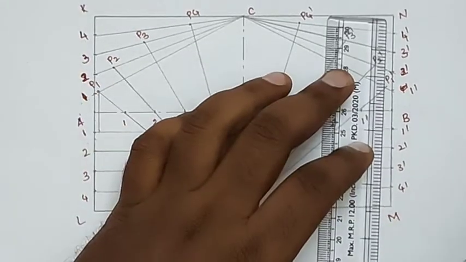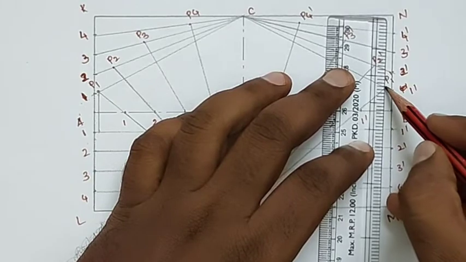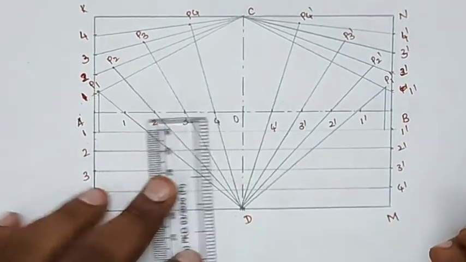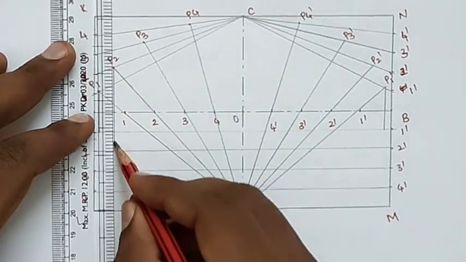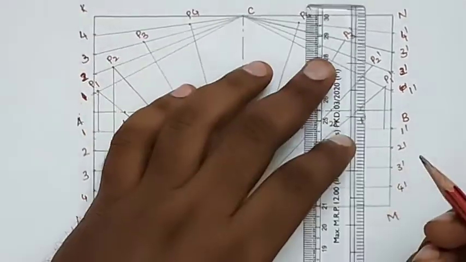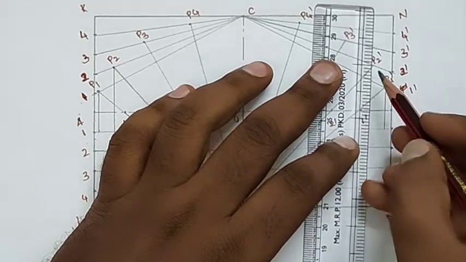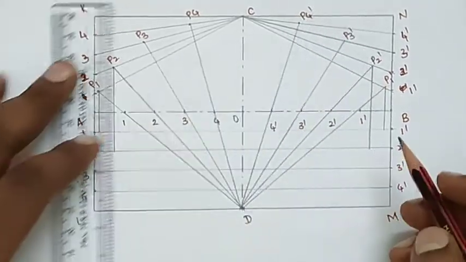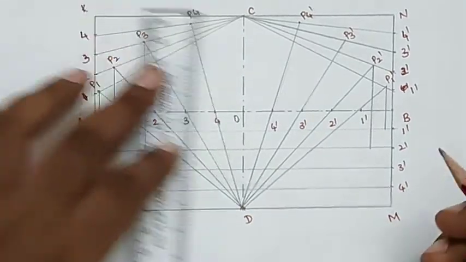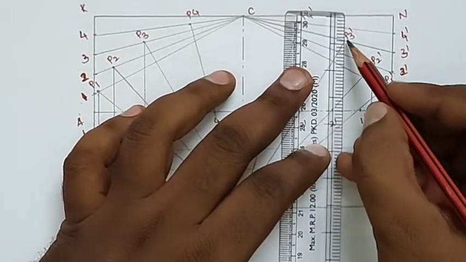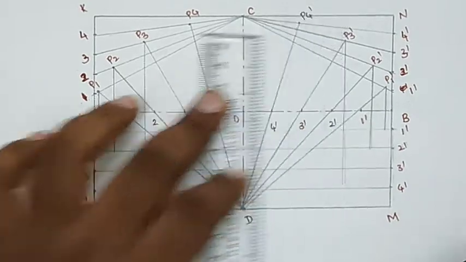Similarly, from P1 dash also we will draw the perpendicular line up to 1 dash. Similarly, from point P2 we will draw the vertical perpendicular line up to 2 dash. Similarly, from P2 dash also we will draw the perpendicular line up to 2 dash. Similarly, from point P3 we will draw the perpendicular line up to 3 dash. From point P3 dash also you can follow the same procedure.